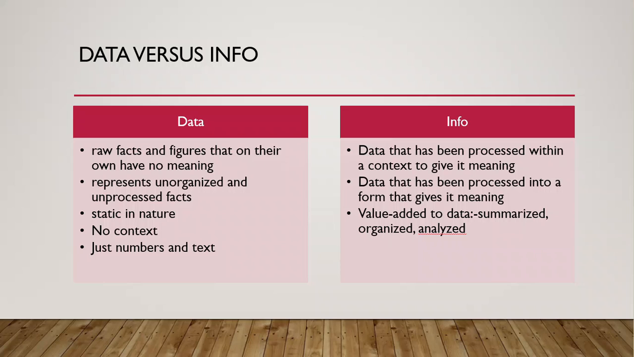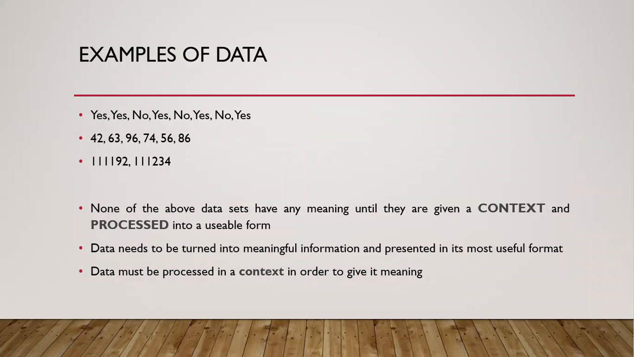While for info, it is data that has been processed within a context to give it meaning, data that has been processed into a form that gives it meaning, and value added to data: summarize, organize, analyze. Okay, let's try to see examples of data. For example, you have yes, yes, no, yes, no, yes, no, yes responses from the users. Or you have only 42, 63, 96, 74, 56, 86, and these two numbers also.